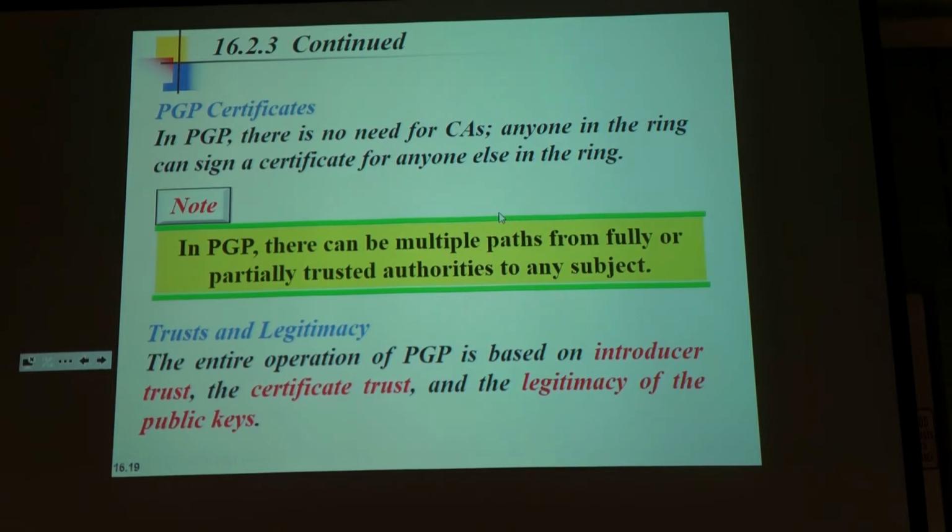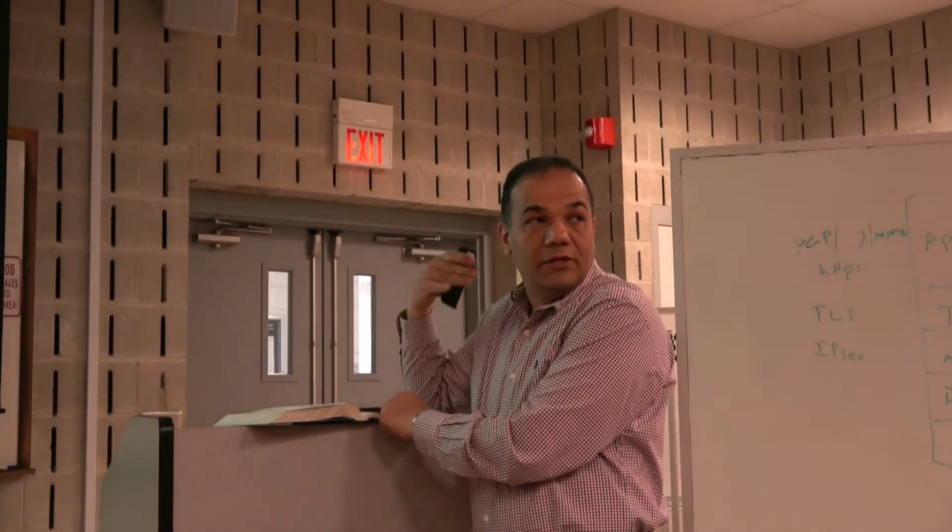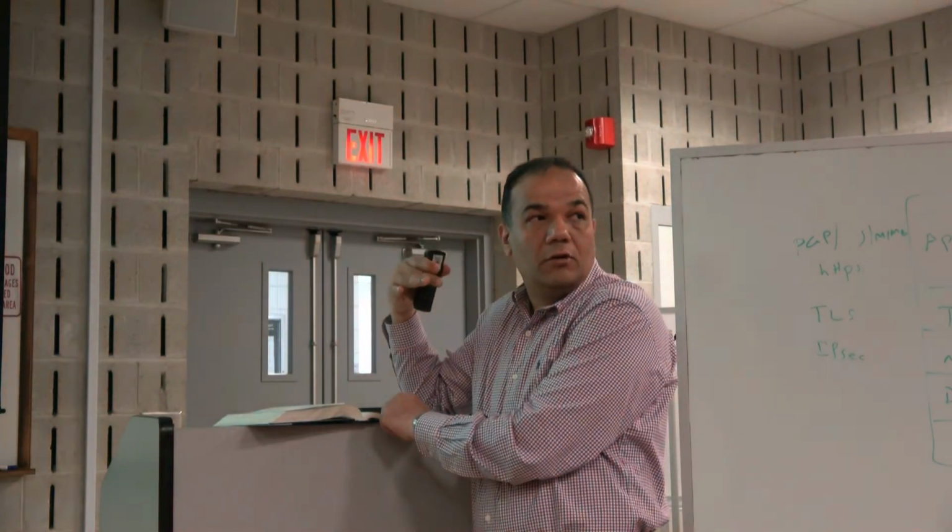The number of levels is implementation dependent, but for simplicity, let us assign three levels of trust to any introducer: none, partial, and full. So you don't trust, you partially trust, or you fully trust. Again, this is for simplification.